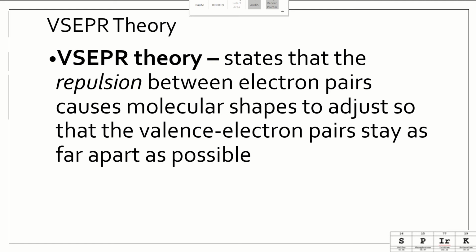Remember that the VSEPR theory states that the repulsion between electron pairs, because electrons are all negative and they don't really want to be near each other, causes the molecular shapes to adjust so that the valence electron pairs stay as far apart as possible. Remember that they want to space out. They want to be as far away from one another as they possibly can.